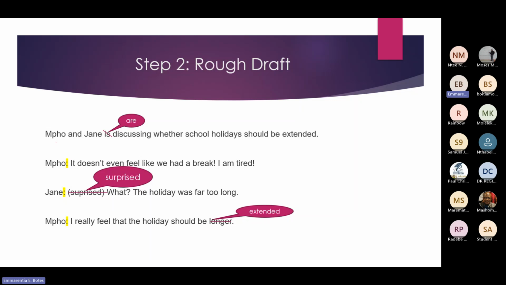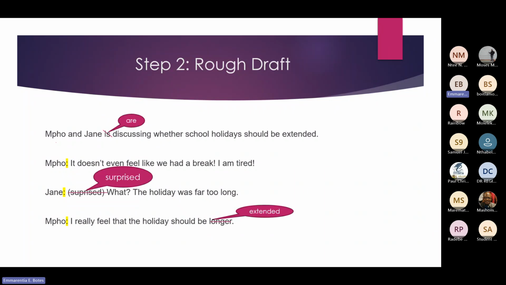You can see here what I've done is just give you an idea. So you write, for example, there's your scenario. Mpo and Jane is discussing whether school holidays should be extended. When you read that, you hear it's wrong. So you cross it out and you put in are: Mpo and Jane are discussing whether. So do you see, you first write your rough draft, you read it again, and then you will see the mistakes that you've made and you will rectify that.